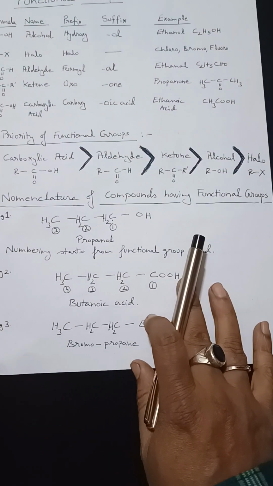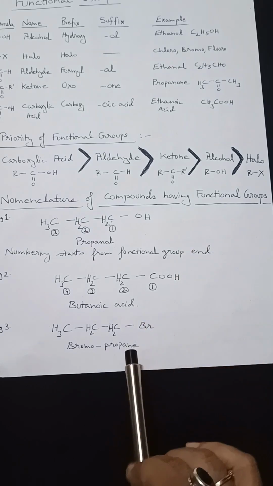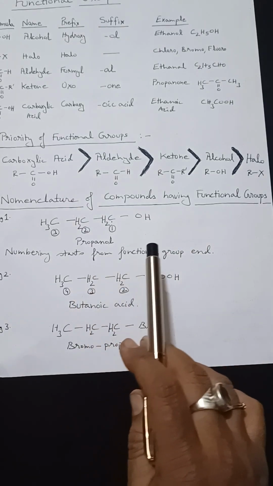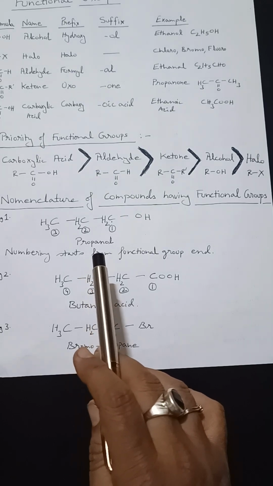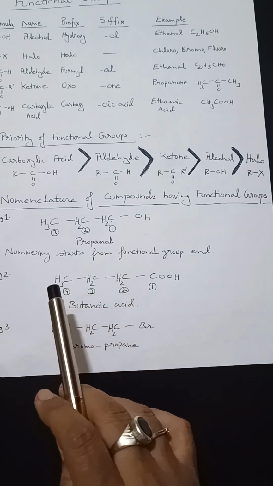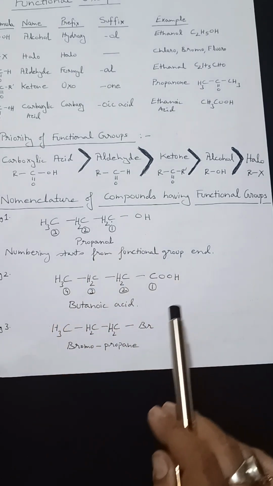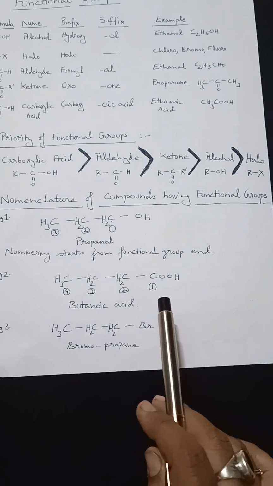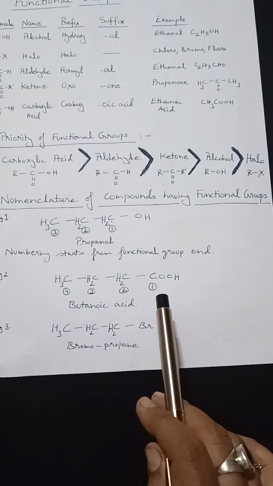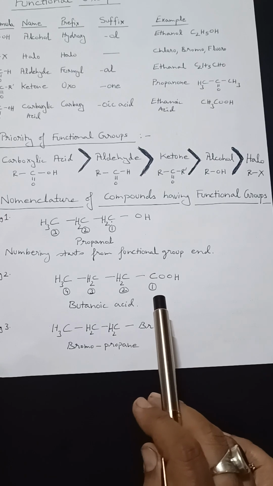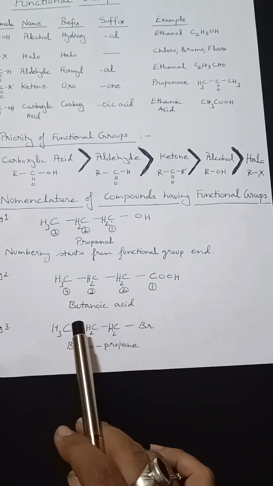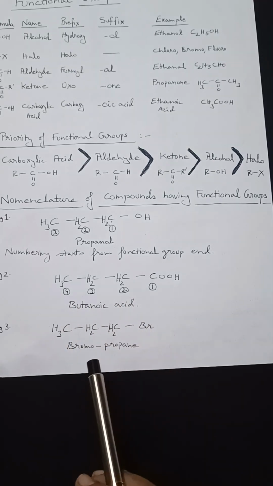Now how do we name the compounds having functional groups? Suppose it has OH, so it becomes propanol as there are 3 carbon atoms. Numbering starts from the functional group end. Here it is COOH, so the carbon of the carboxyl group is taken as 1, and since there are 4 carbons, it becomes butanoic acid.